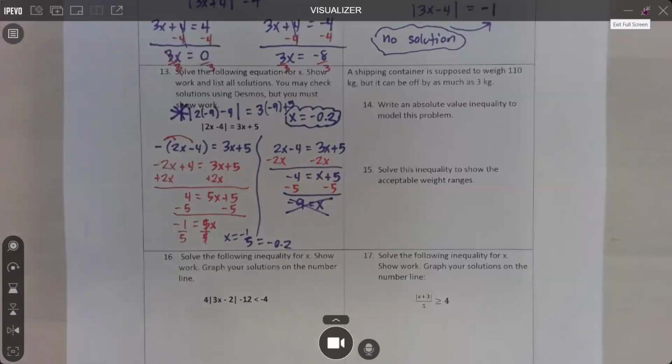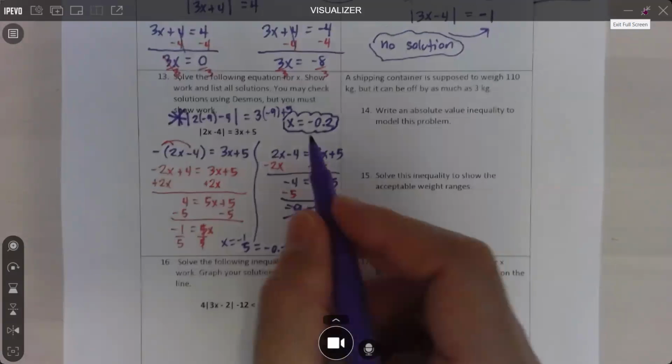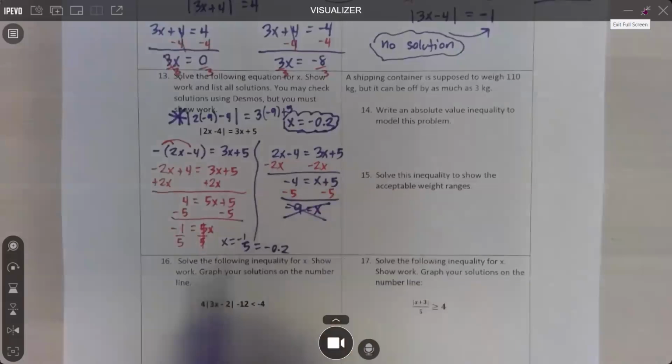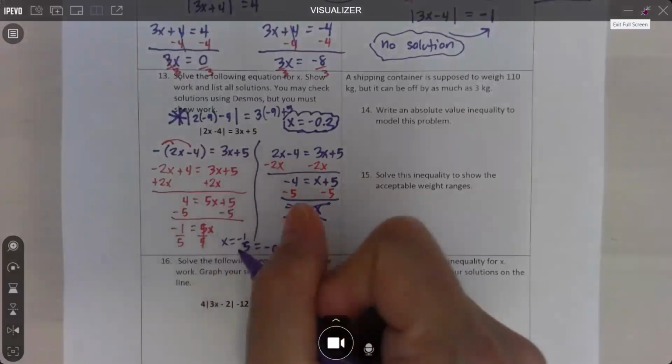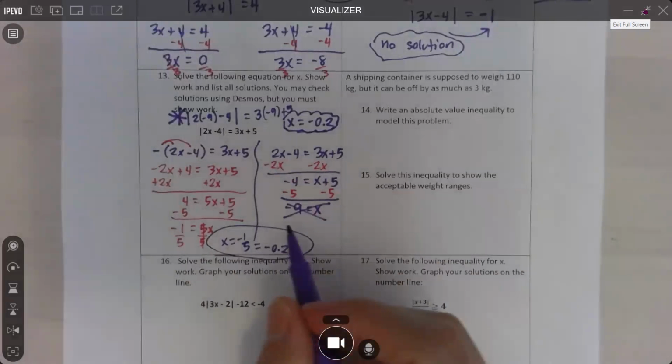Use your graph to help you narrow down which one is going to work if you're having a hard time going back and plugging it in. But it's going to be this one right here and only this one. So just the one solution.